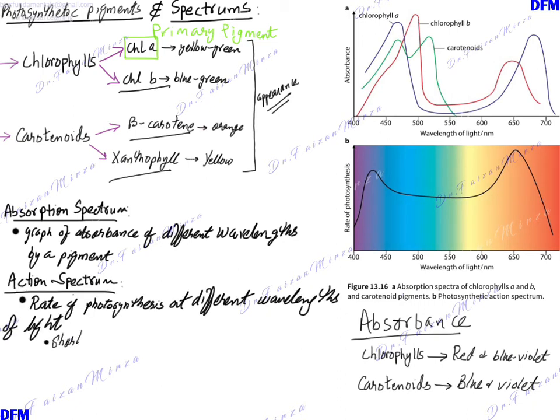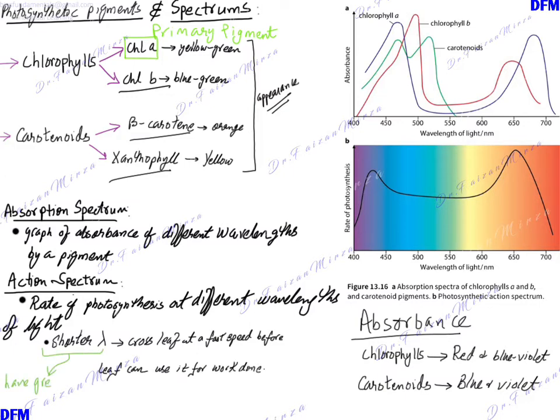The logic is that we know that the shorter the wavelength of any electromagnetic beam or any visible range of light, it would cross the leaf at a very fast speed before the leaf can use it for work done. And why is this so? Because shorter wavelengths have greater energy. So when they have greater energy, a lot of energy is lost as heat, and it's not successfully converted to work done. Whereas these longer wavelengths take a lot of time and gradually cross the leaf. The energy is not lost as heat, so enough energy is absorbed to be converted into a substantial amount of work done.